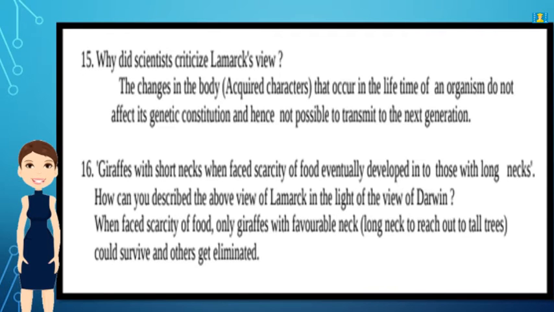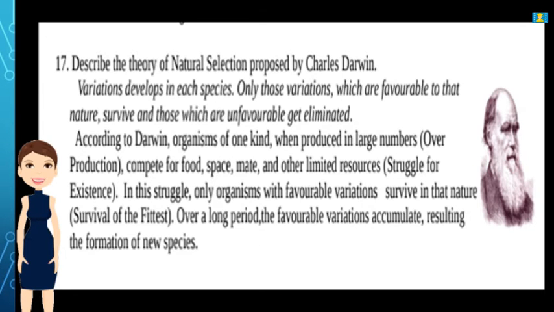Giraffes with short necks, when faced with scarcity of food, eventually develop into those with long necks. How can you describe the above view of Lamarck in the light of the view of Darwin? When faced with scarcity of food, only giraffes with favourable neck length could survive and others were eliminated. Describe the theory of natural selection proposed by Charles Darwin. Variations develop in each species. Only those variations which are favourable to nature survive and those which are unfavourable get eliminated.